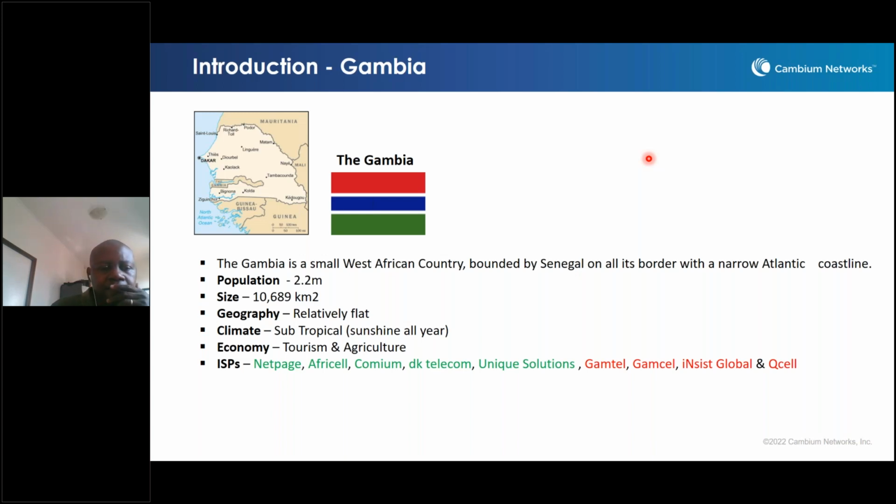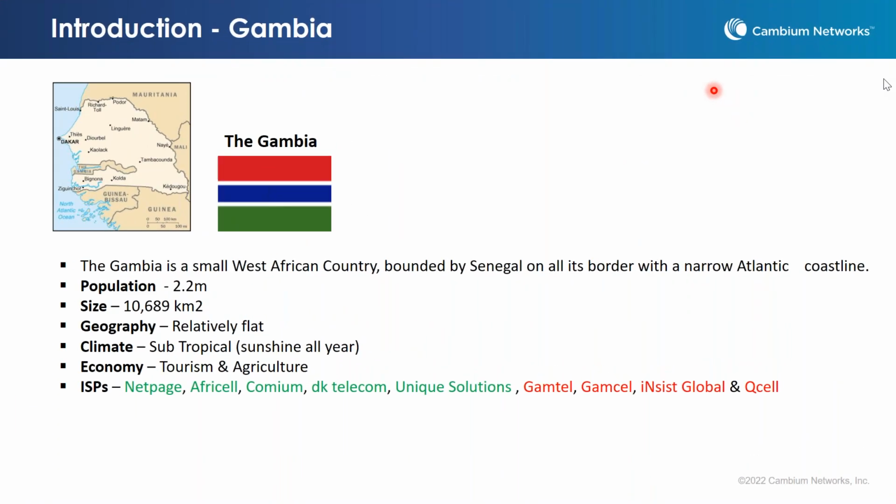For those who have not heard about Gambia, or don't know much about it, Gambia is a very small country. It's surrounded by Senegal. If you look at the map, you can see it on all 3 sides. Population is about 2.2 million. Size of the country is about 10,000 square kilometers. The geography is relatively flat, which makes it a very friendly wireless country. You can easily put up radios without having much problems with mountains and very high buildings.